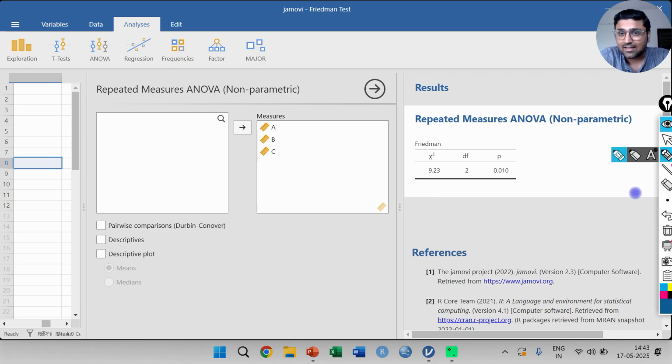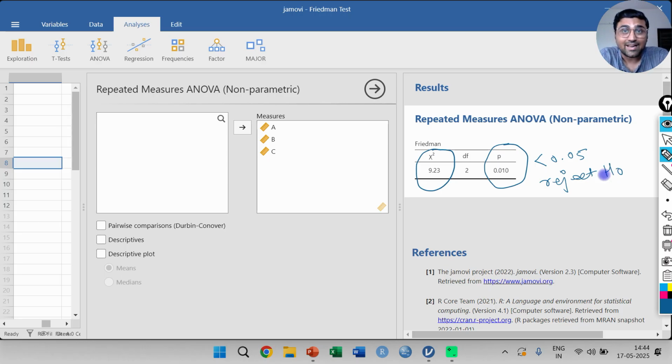So now we have the result of Friedman test. You can see the chi-square statistic is 9.23. Associated p-value is 0.010 and this is less than 0.05. Since it is less than 0.05, we reject H naught and we conclude that at least one group is different from other two groups as far as weight loss is concerned. But which group is different from others, that we cannot identify with the help of Friedman test. For that we need to perform pairwise comparisons.